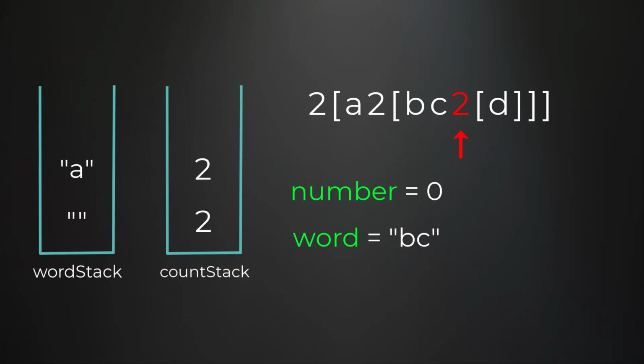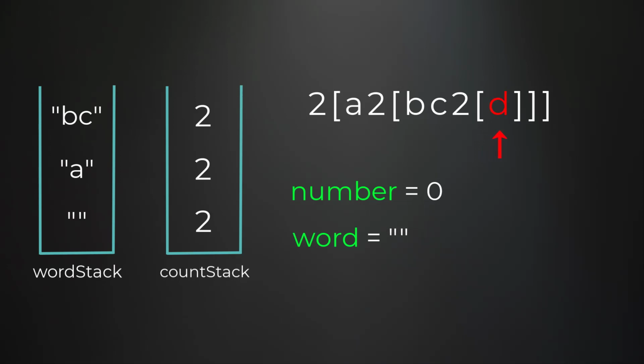Then we go to the character 2, we add it to the number variable. And then once again, we hit another open bracket, which means we are at the start of another encoded string. So we're going to add the word and number variables to their respective stacks. And then we will also reset the variables after we do that.